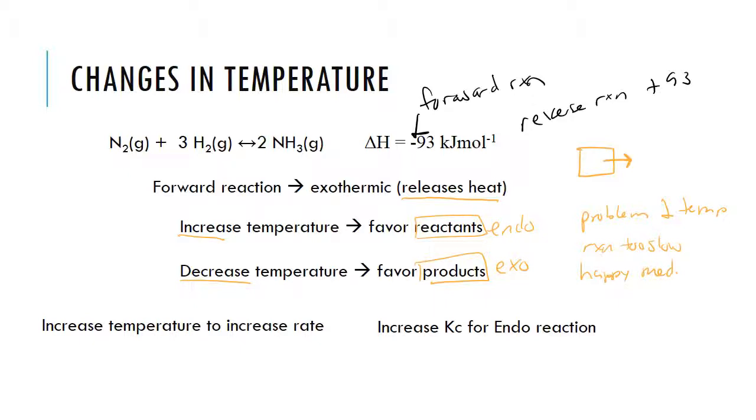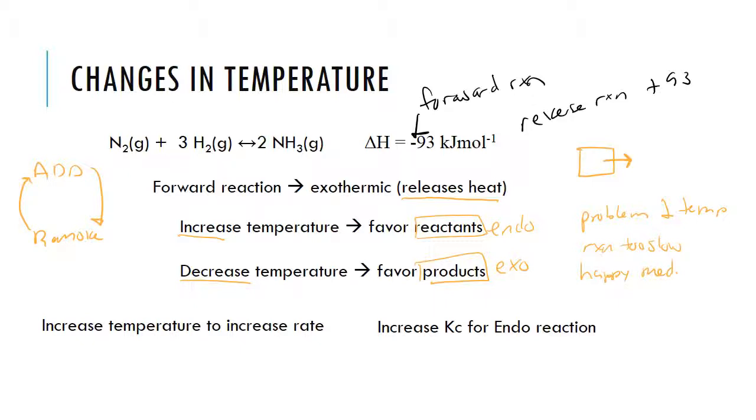So if you increase the temperature to increase the rate, you're going to increase the Kc for an endothermic reaction. You're going to decrease the Kc for an exothermic reaction. For these types of problems, you really have to think about what is going on based on temperature movement, because you want to add and remove. That is the whole concept. If we're adding heat, we want to remove heat. If we're removing heat, we want to add heat.